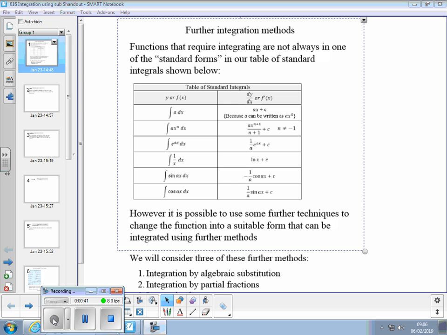Alright, so further integration methods. Functions that require integrating don't always appear in one of the standard forms in our table of standard integrals. So you should all have one of these. Today we're on that page, thinking about integrals. However, it's possible to use some further techniques to change the function into a suitable form that can be integrated using further methods.